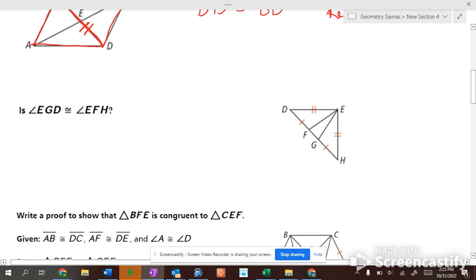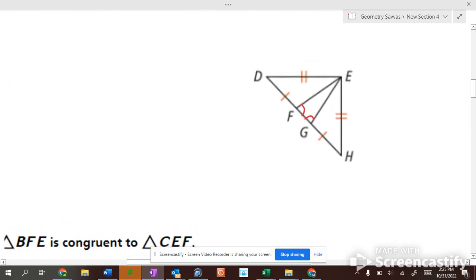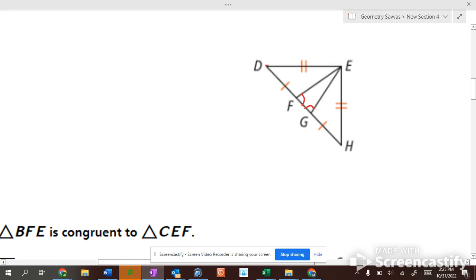Okay? Reflexive property. Now, is angle EGD, this angle right here, congruent to angle EFH, this angle right here? Are those two angles congruent? You can say they look like it, but can we prove it? Well, in these triangles, what do I know? I have a big triangle right here. That's what type of triangle? Not overlapping yet, just one big triangle. It's an isosceles triangle, right? Because it has two congruent legs. So it makes this angle congruent to this angle.